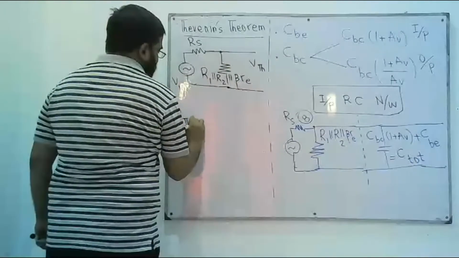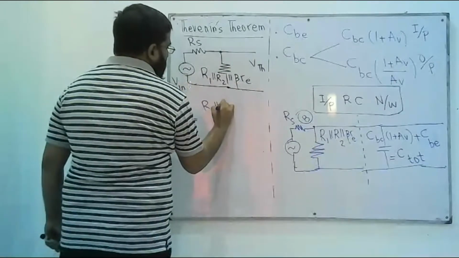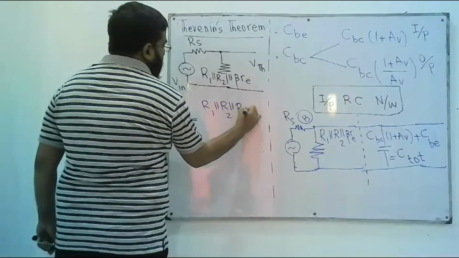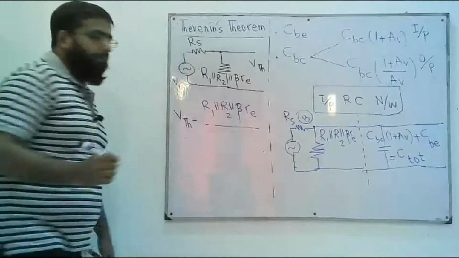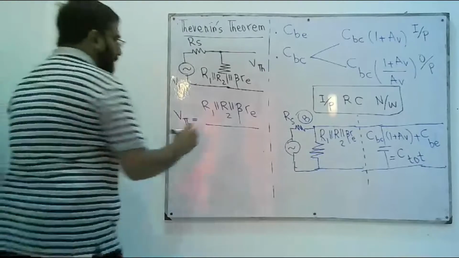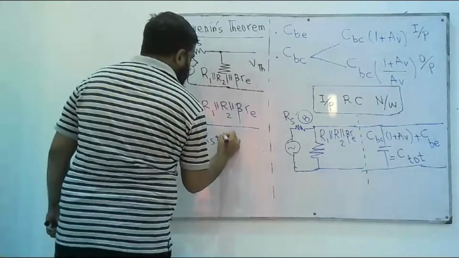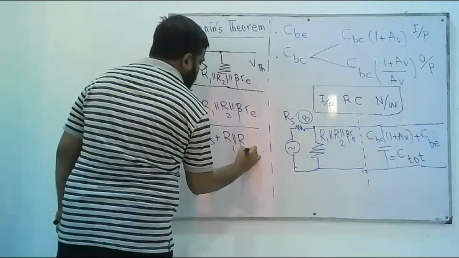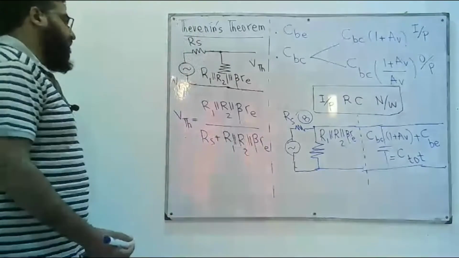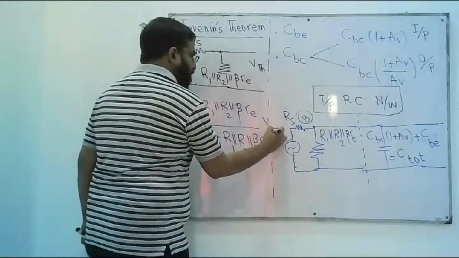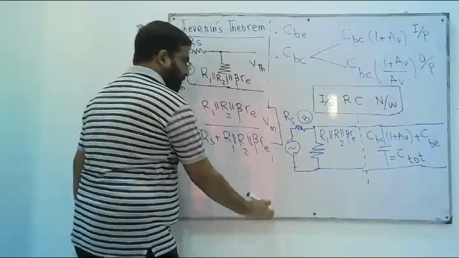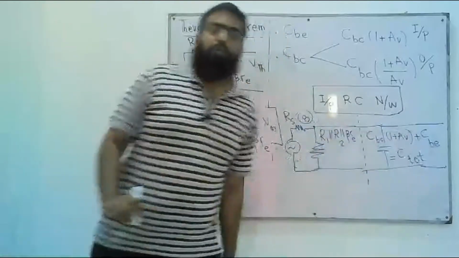So V Thevenin, by applying the voltage divider rule, can be R1 in parallel with R2 in parallel with beta Re, divided by Rs plus R1 in parallel with R2 in parallel with beta Re. So this is times Vn. So this is the expression for V Thevenin after we have removed this load.